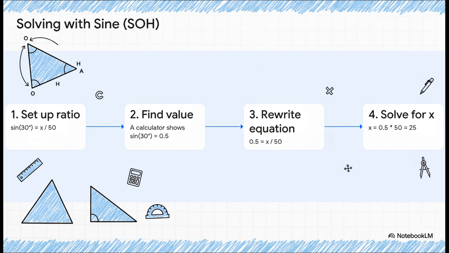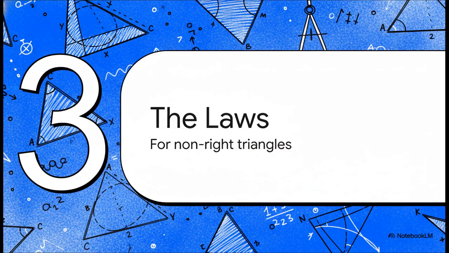So we just set up our equation. Sine of 30 degrees equals the opposite side, x, divided by the hypotenuse, 50. Now you just grab a calculator and, hey, quick tip, make sure it's in degree mode, and you'll find that the sine of 30 is exactly 0.5. A little multiplication, and boom, we find that x equals 25. So far, so good, right?